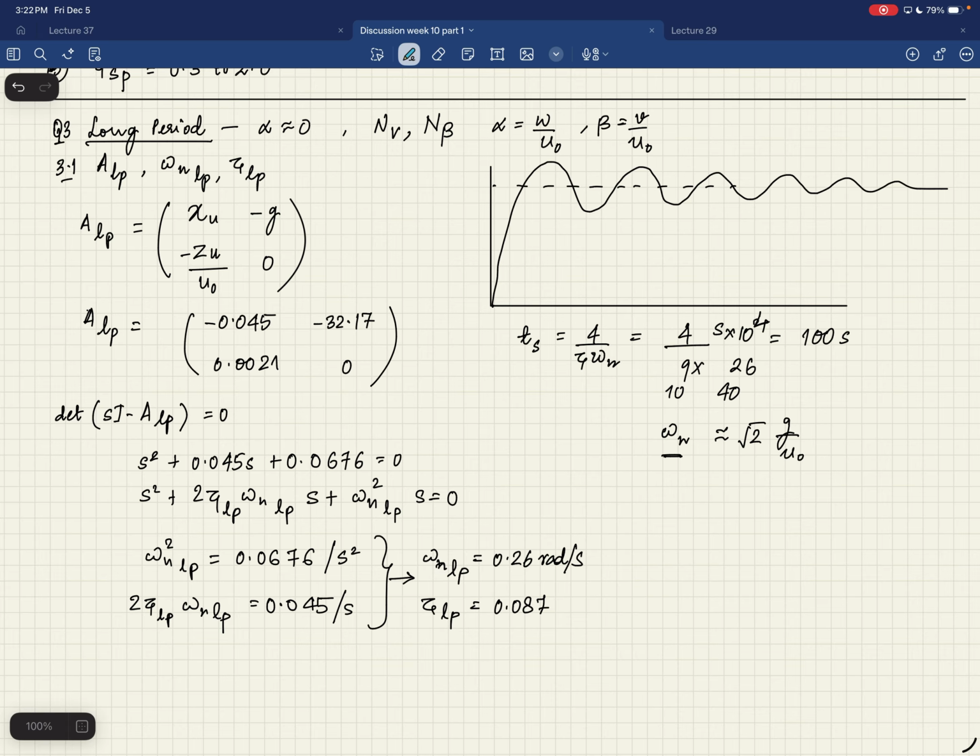So you will find that the natural frequency you get from the reduced order model of the long period is not as accurate as the natural frequency you get from the 4x4 model. Okay. And yes, how did you get that expression with omega n? The 4 over zeta omega n?